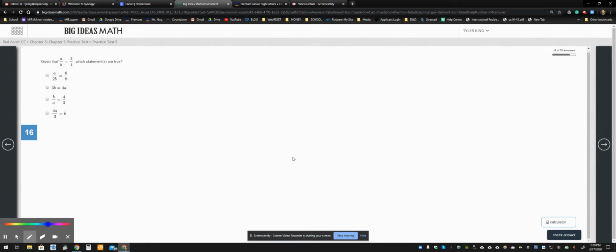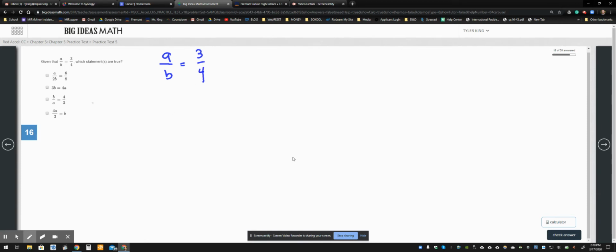Okay, given that a over b is equal to 3 over 4, which statements are true? Now, we don't know what the value of a is. We don't know what the value of b is. So we have to take a look at each of these individually to see what's going on. We do know that a over b is equal to 3 over 4, though.